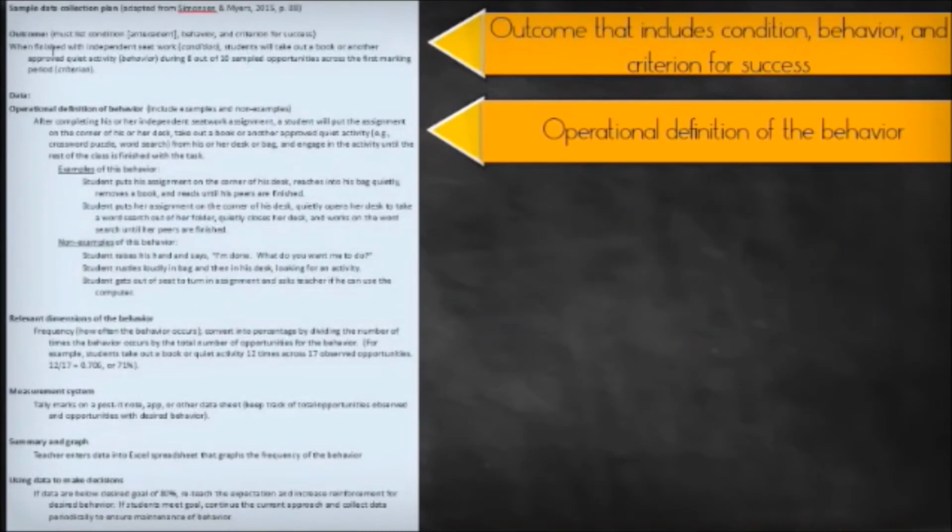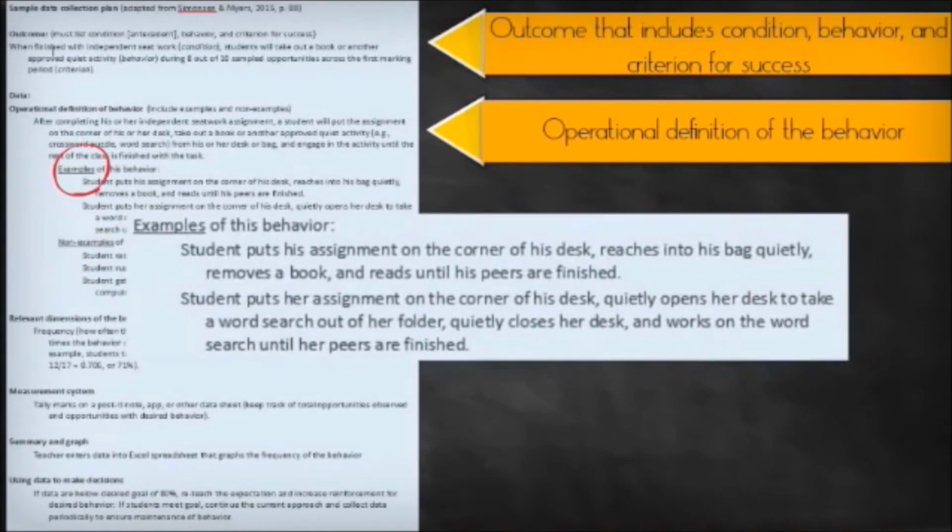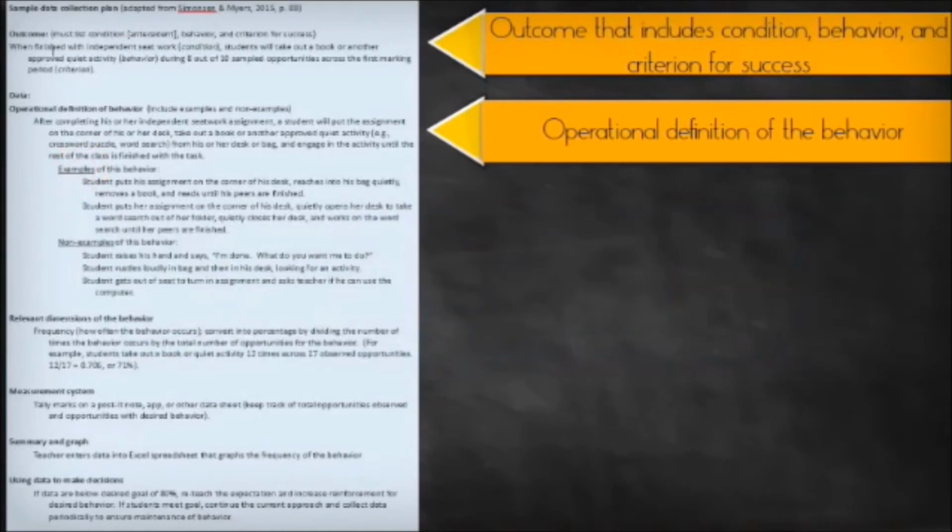The data collection plan should also include examples and non-examples of the desired behavior. Here, examples include: student puts his assignment on the corner of his desk, reaches into his bag quietly, removes a book, and reads until his peers are finished. Another example: student puts her assignment on the corner of her desk, quietly opens her desk to take a word search out of her folder, quietly closes her desk, and works on the word search until her peers are finished.